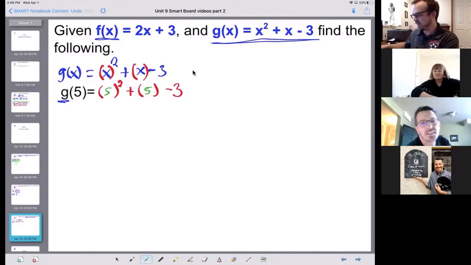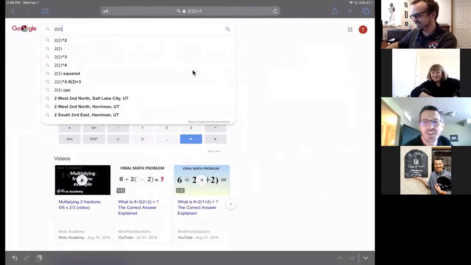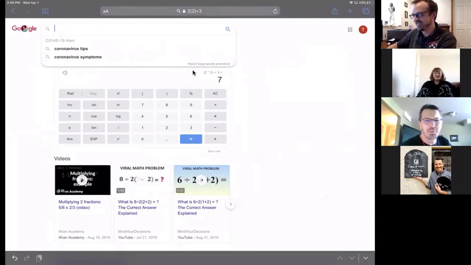I see 5 squared. I'm going to head on over there right now. Show us that magic again, because that was a miracle. You went into the search engine and you just typed it right there?